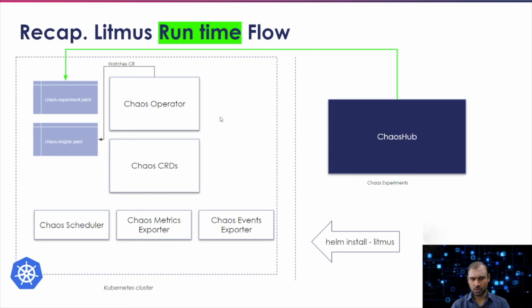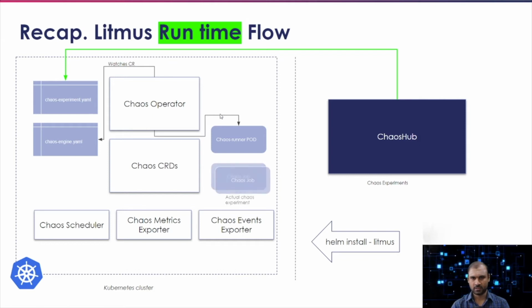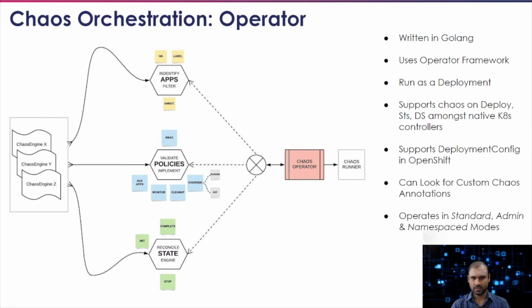Your operator, which is watching for this Chaos engine, is now actually going to launch the Chaos runner. The Chaos runner, in turn, is going to create the experiment jobs, one or more experiments, depending upon how you have constructed the Chaos engine. That is followed by the Chaos result creation. The jobs create them, and the runner looks at this Chaos result and patches the Chaos engine. And there you go. That's about the flow of your experiment.